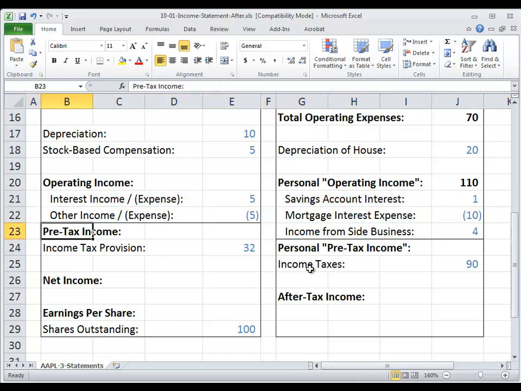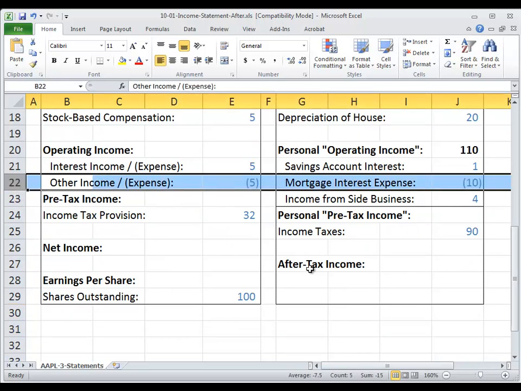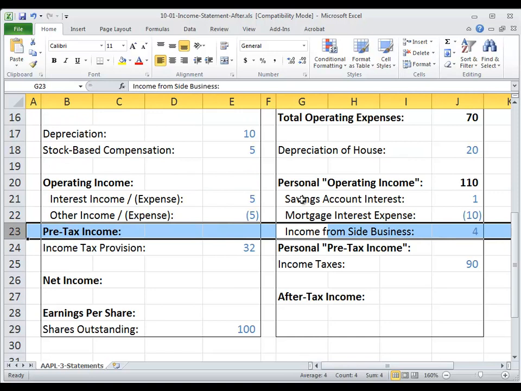In addition to interest, you could also have other income or expense, really anything that's coming from something that's not related to your core business operations. So for an individual, this might be income from a side business. So let's say that this traveling salesperson also has a side business providing consulting services to high school students who want to get into top colleges. Any income from that side business would show up right here.